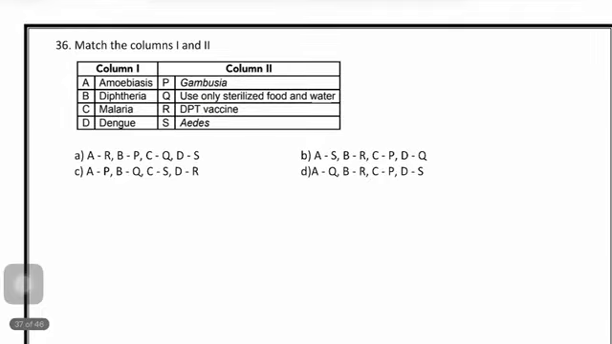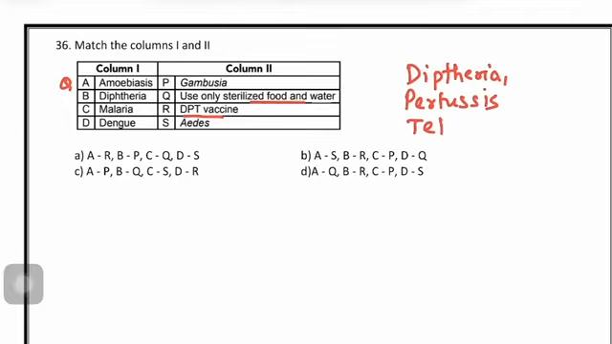Going to 36th question. Let's match the columns again. Amoebiasis, use of sterilized food and water because it spreads by contaminated food and water. So it should be Q. Diphtheria is prevented by DPT vaccine. DPT vaccine prevents diphtheria, pertussis, and tetanus, 3 diseases. So answer should be B with R.